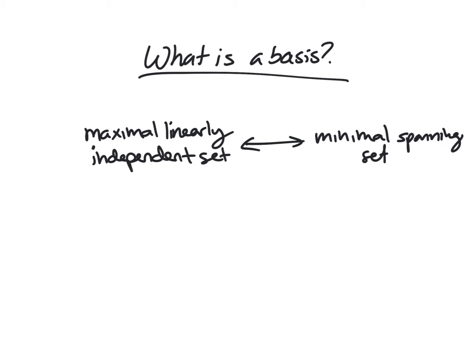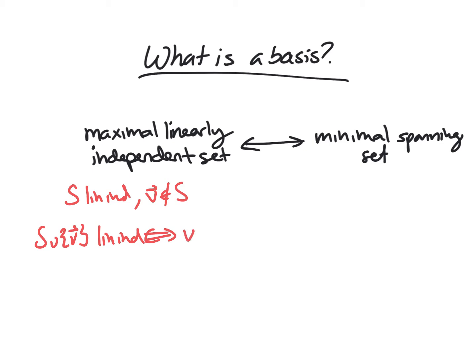So in terms of maximal linearly independent sets, we have this result. We had the assumption that S is linearly independent and v is not an element of S. Then if we add v into our set, this remains linearly independent if and only if v is not in the span of S. So again, what is this saying? It says if we add things that aren't in the span, we maintain linear independence.